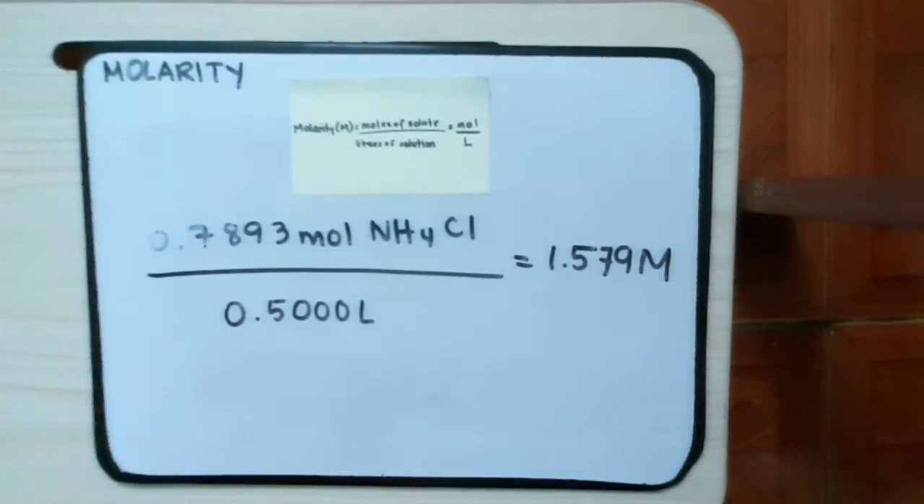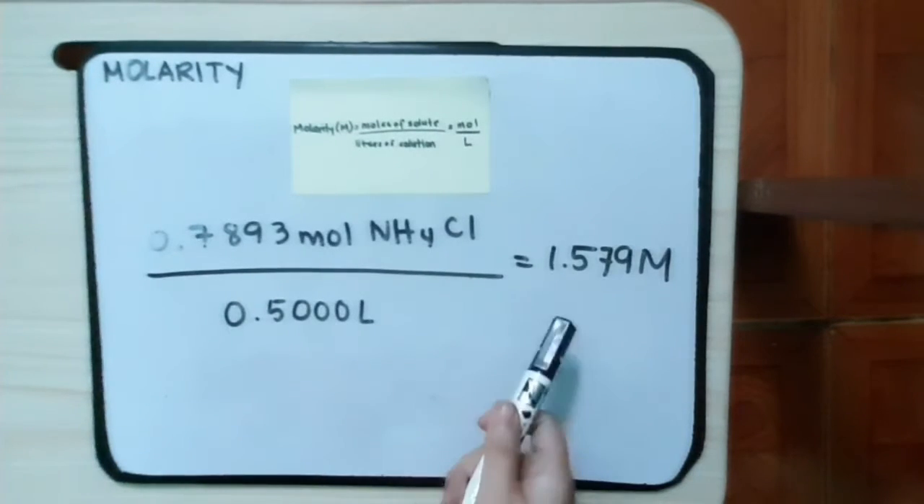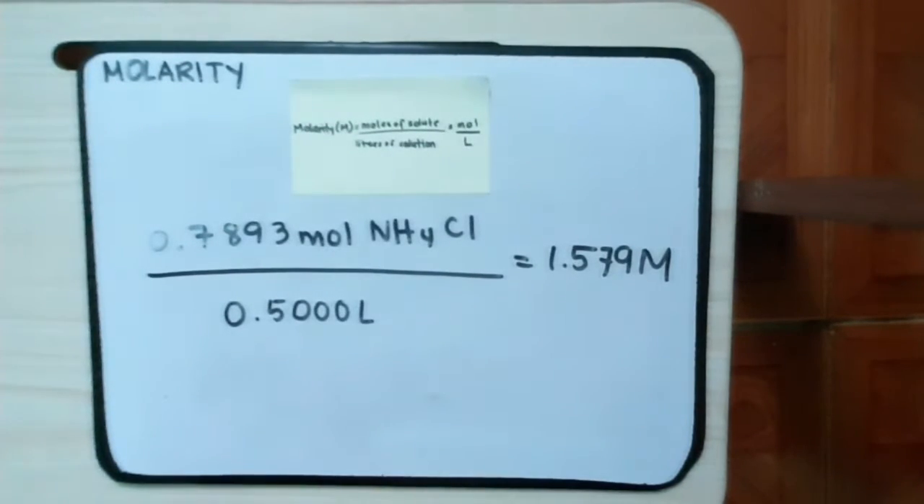So the molarity is 1.579 M, meaning that a liter of the solution would contain 1.579 mole NH4Cl. Four significant figures are appropriate. In a laboratory situation, a chemist must frequently prepare a given volume of solution of a known molarity. The task is to calculate the mass of the solute that is necessary. The molarity equation can be rearranged to solve for moles, which can be converted into grams.